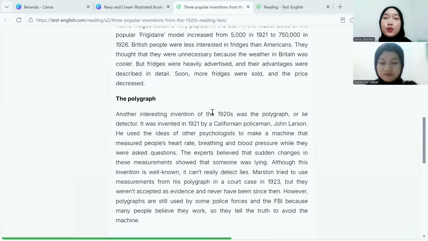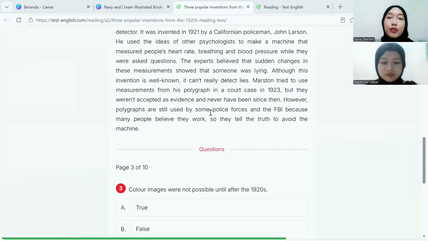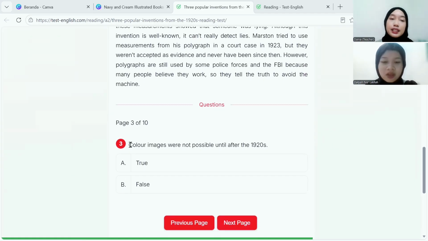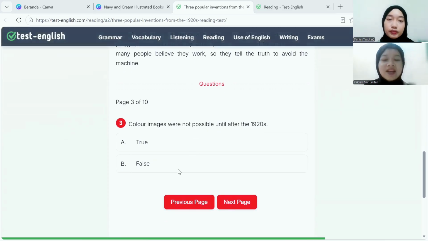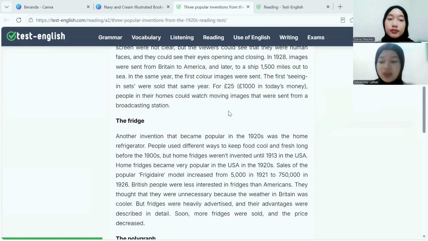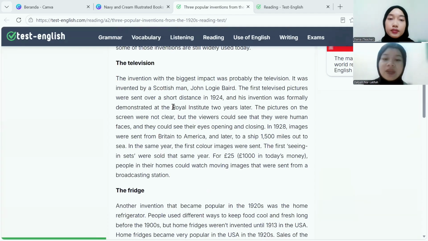Can I have Zakia tell me your answer for number three? You can mention whether it is true or false and then the reason why you think that. Can you read the statement first, Zakia? Yes, Miss. Number three, color images were not possible until after the 1920s. My answer is false because in paragraph 2, in the middle, the text says color images were sent in 1928, still within the 1920s.